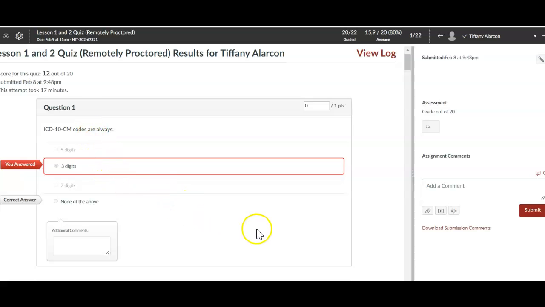Question 1 that you got incorrect. One thing to remember, ICD-10 codes are always none of the above. They're not always 3, they're not always 5, they're not always 7. So just remember that they can be any 3, 4, 5, 6, or 7.